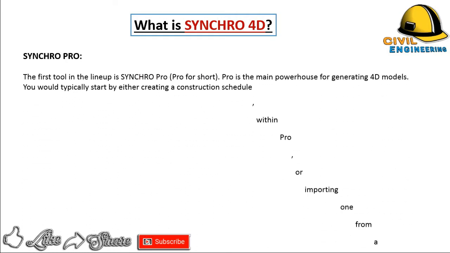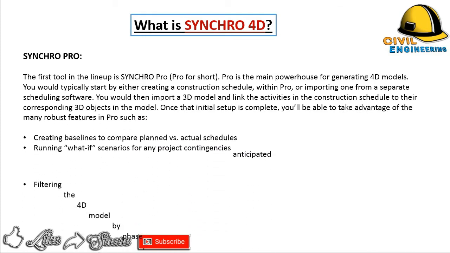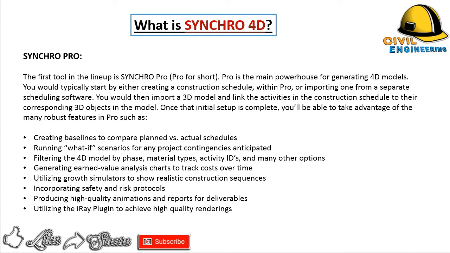Syncro Pro. The first tool in the lineup is Syncro Pro, Pro for short. Pro is the main powerhouse for generating 4D models. You would typically start by either creating a construction schedule within Pro, or importing one from a separate scheduling software. You would then import a 3D model and link the activities in the construction schedule to their corresponding 3D objects in the model.